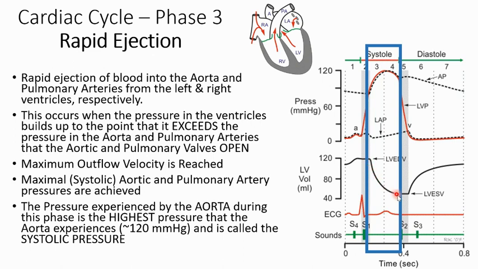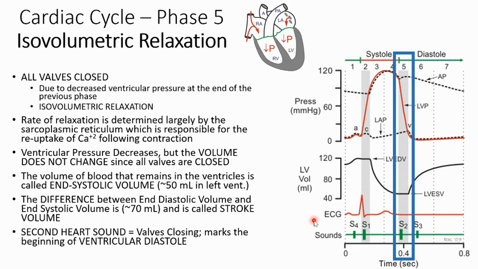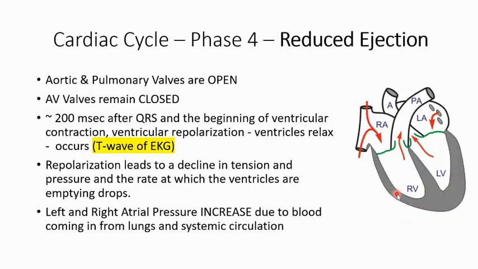Again, at the end of reduced ejection, all the AV valves are still going to be closed, but those aortic and pulmonary semilunar valves are going to be open. And I do want to make sure you guys know that we're getting to where we're at our lowest blood volume in those ventricles.